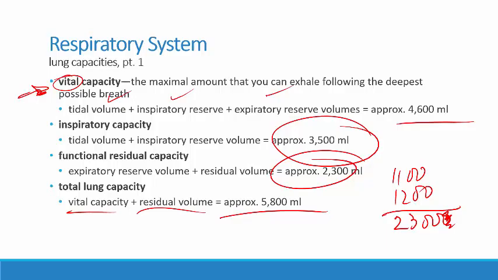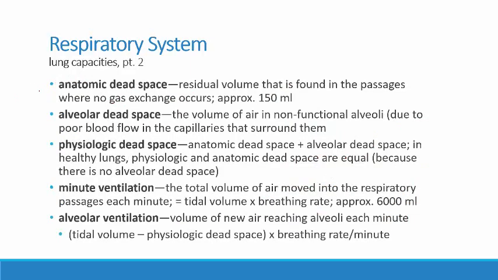Okay, two more, just a little bit more here, and then we will have finished up this video, so hang in with me. The anatomic dead space, that's that residual volume. So it's the portion of the 1,200 mils that's found in passages where no gas exchange can occur. So anatomic dead space is all the air that's held at a place where you can't get any oxygen from it. It's a small amount, about 150 mils.